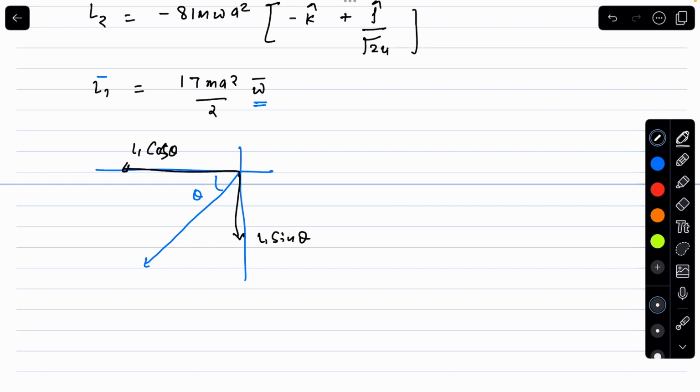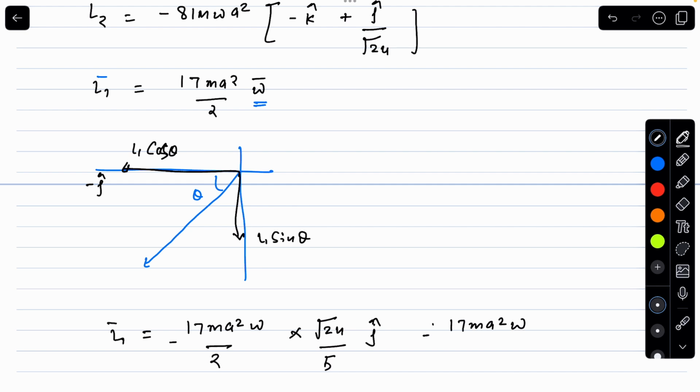The L1 cos theta component is 17 m a square omega by 2, and cos theta is root 24 divided by 5, and that direction is minus j cap. Then there is the next part, L1 sin theta, so that is negative 17 m a square omega by 2, and the omega's component in that direction is 1 by 5, and that is k cap.